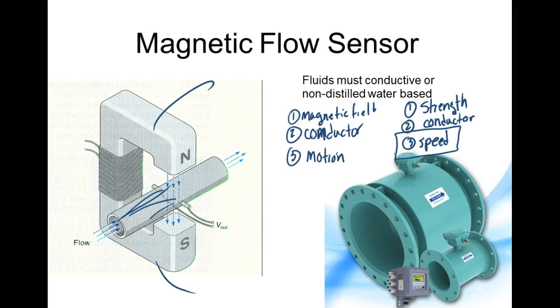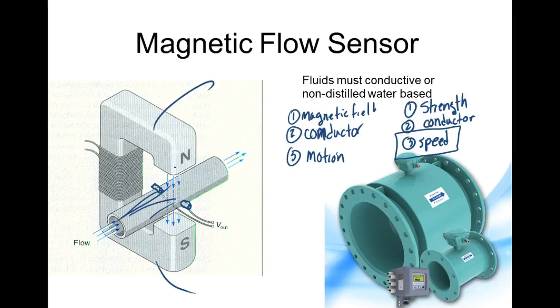Comparing the speed. So what happens is these little sensors out here, and that's what they're sensing. They're sensing the induced voltage. So the faster it's moving, the more voltage it would put out, right? And the slower it's moving, the less voltage it puts out. But it's got to be conductive. This wouldn't work with distilled water and anything that's probably been distilled. So they probably have problems with alcohol, stuff like that.